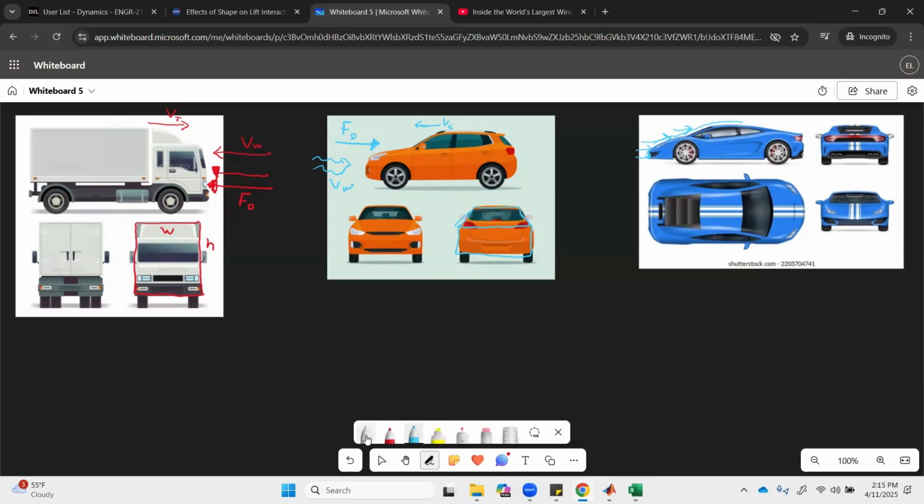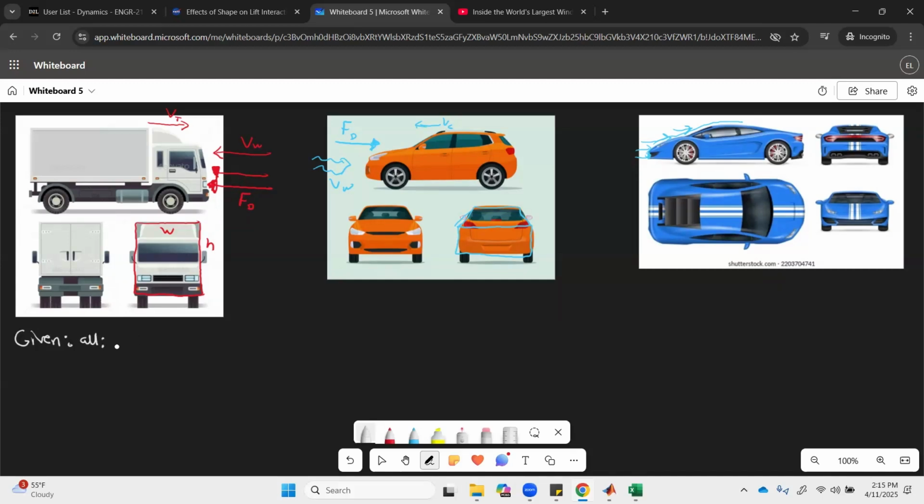Okay, so we'll do some examples now. So we'll be given some parameters and then calculate drag force. For all the vehicles, we'll say that they're traveling at the same speed through the same air, and then we will give them different areas and different drag coefficients and see how their drag forces compare.